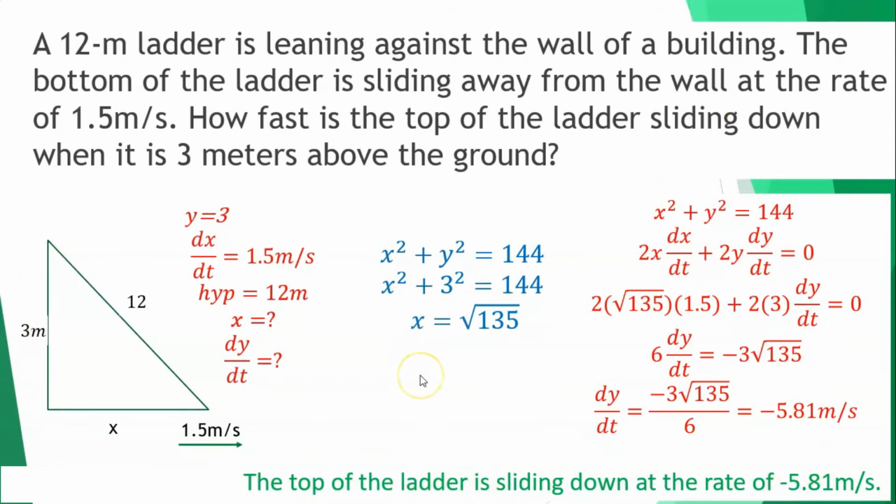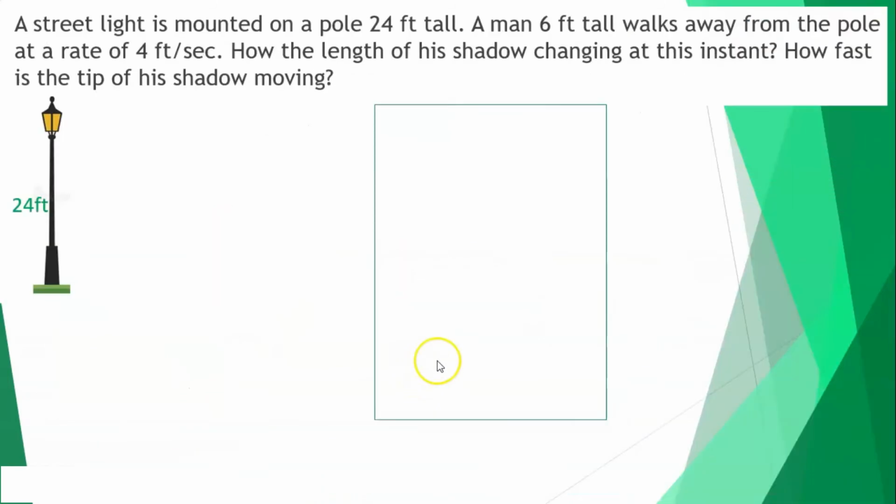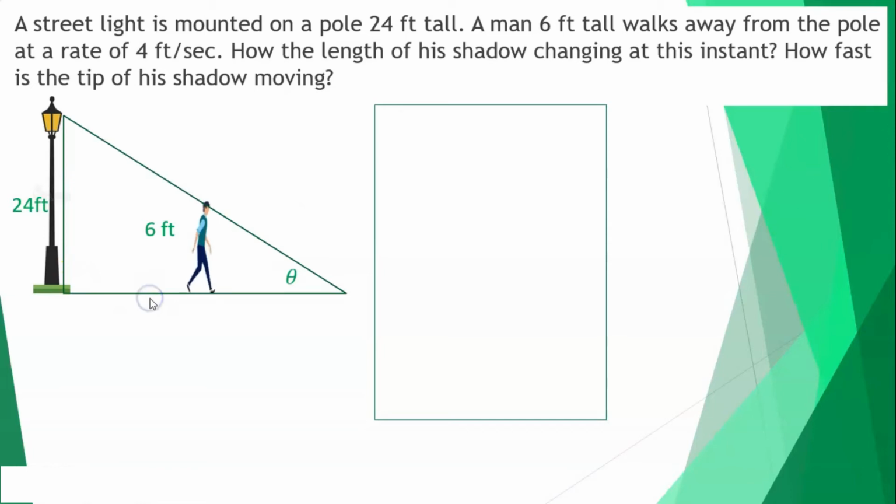Okay, another example. A street light is mounted on a pole 24 feet tall. A man, 6 feet tall, walks away from the pole at a rate of 4 feet per second. So how is the length of his shadow changing at this instant, and how fast is the tip of his shadow moving? So take note, we have here a pole that's 24 feet tall.